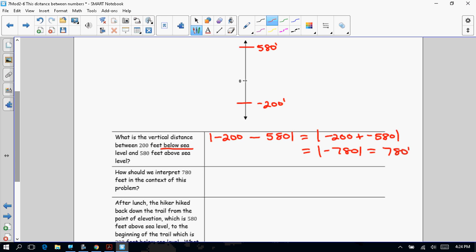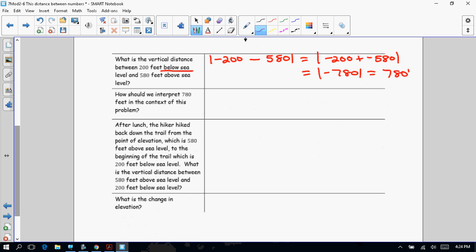How should we interpret 780 feet in the context of this problem, right? The hiker traveled 780 feet from the beginning location, from his starting point below sea level. He traveled 780 feet from a point below sea level. Because he didn't start at sea level and travel 780. He's not 780 feet above the sea, right? He's 780 feet from where he started.